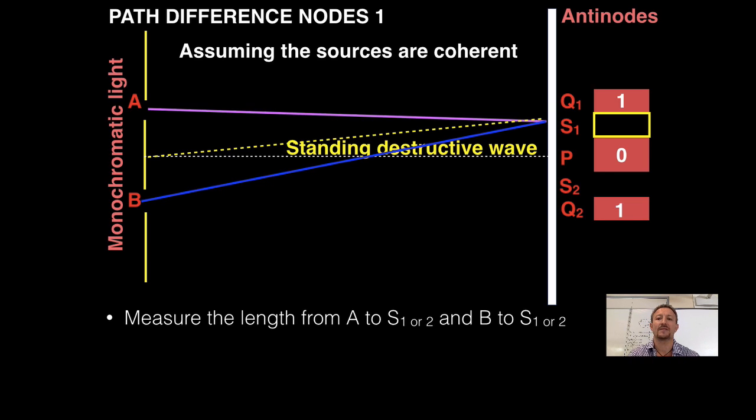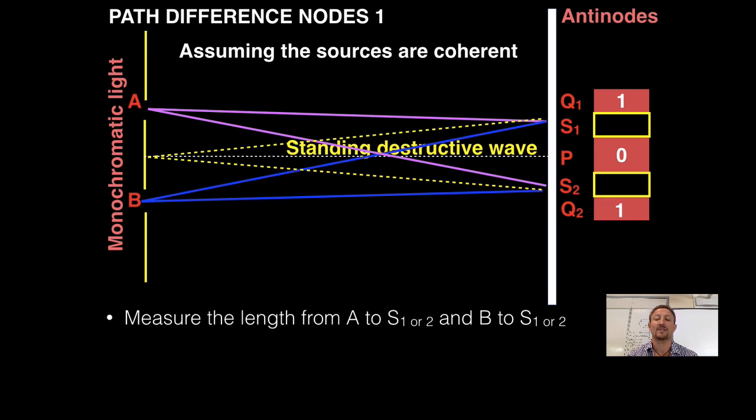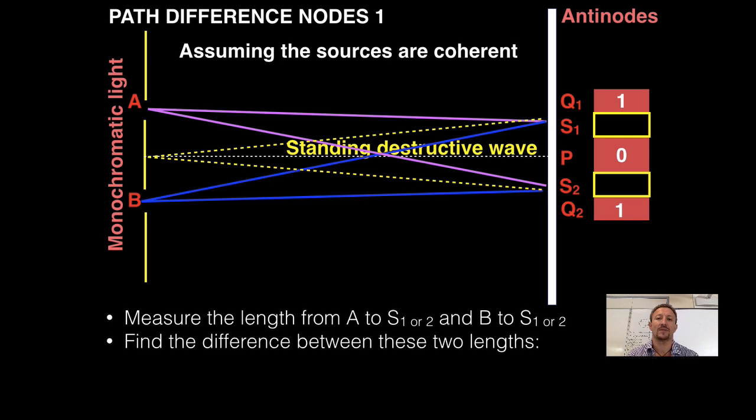I'll also get exactly the same if I go from A to S2 or B to S2. This will produce again a standing destructive wave or a nodal point. Now when I work out the difference between these two paths, AS minus BS, it doesn't really matter whether I'm talking about 1 or 2. As I said to you, it's either going to be a positive or negative value. They'll be the same value.